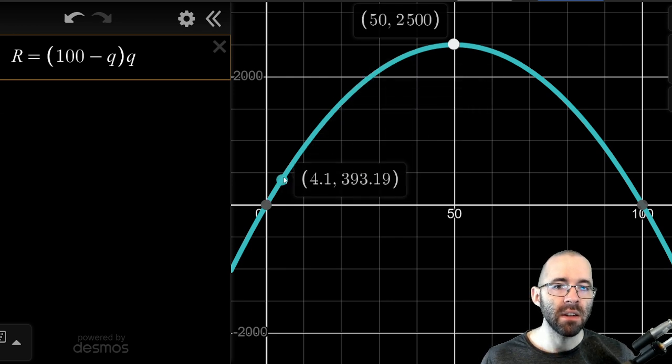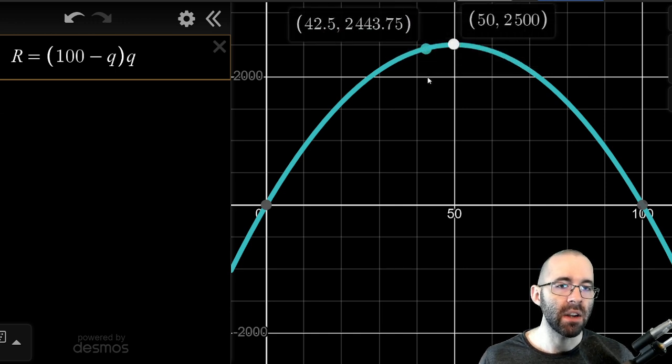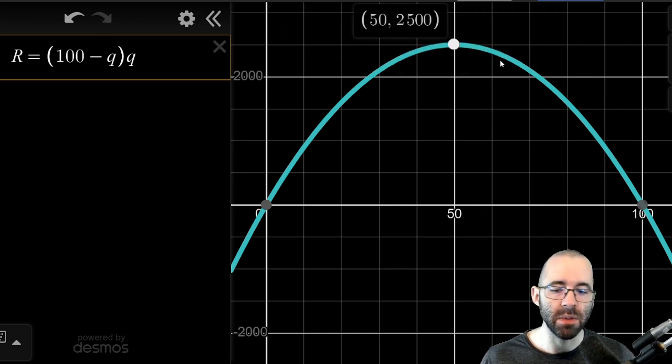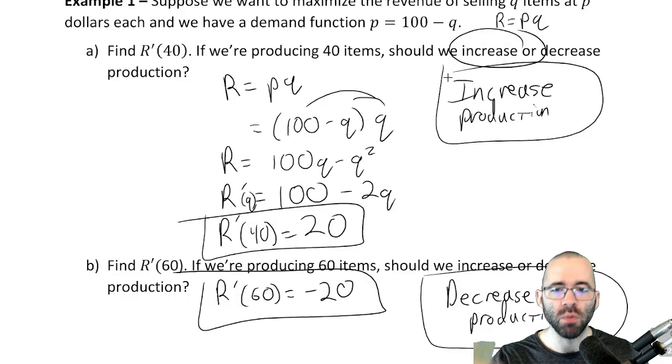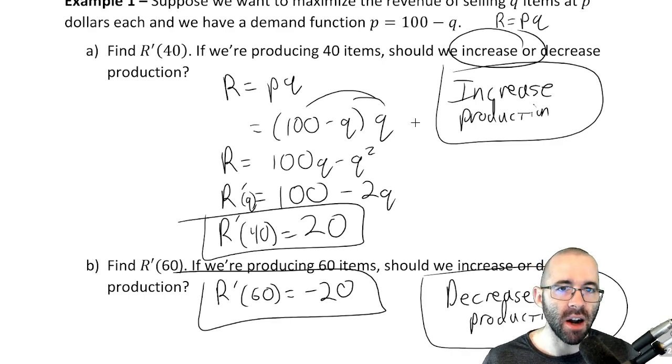Everything over here makes it so we want to increase production. Everything over here, we want to decrease production. The relationship, what I'm really trying to drive at, is what's the relationship between price and quantity? And that's what we're really going to talk about.